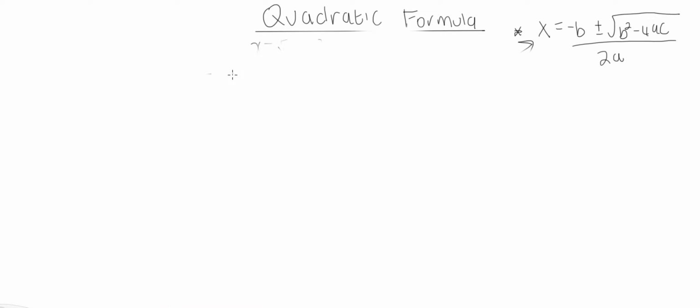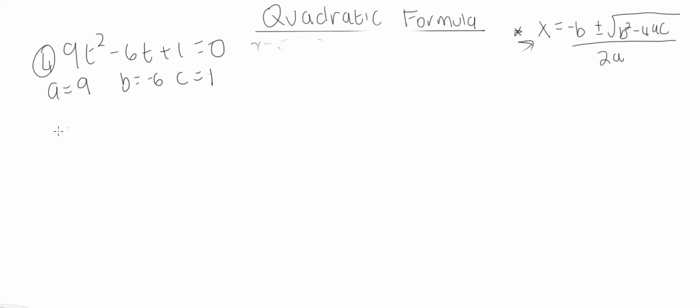All right, the next one I have is, I think this is example 4. Okay, so this one is already in standard form. So you can go ahead and simplify, or we break it down. A is 9, B is -6, and C is 1.